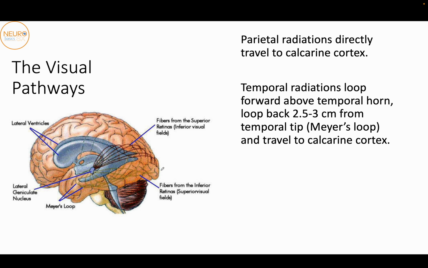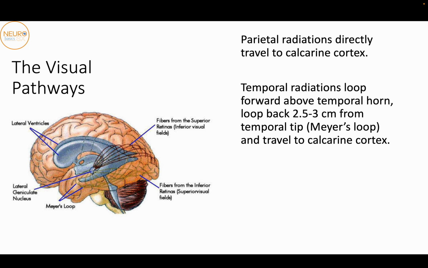So remember, there are two important loops when it comes to the visual pathway. You have the von Willebrand's knee, which is also a loop where the inferior nasal retinal fibers enter the opposite optic nerve. And then you have the Meyer's loop over here, which is the temporal radiation, which is running over the roof of the temporal horn and the temporal lobe.